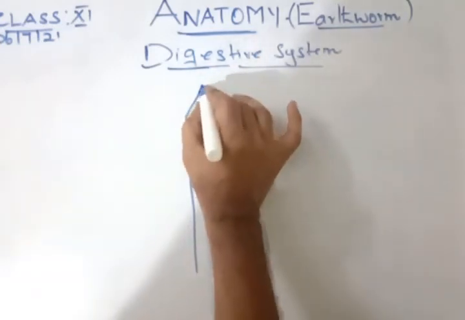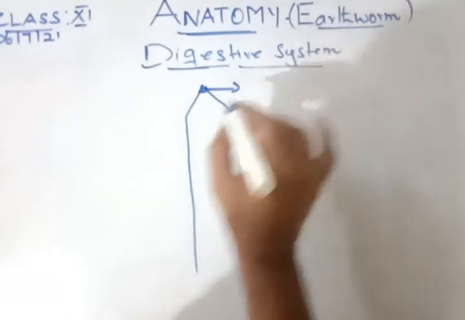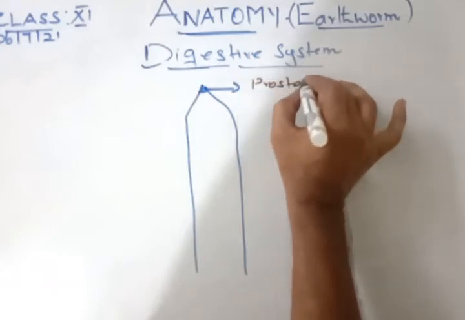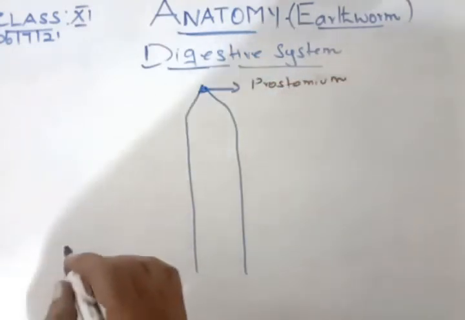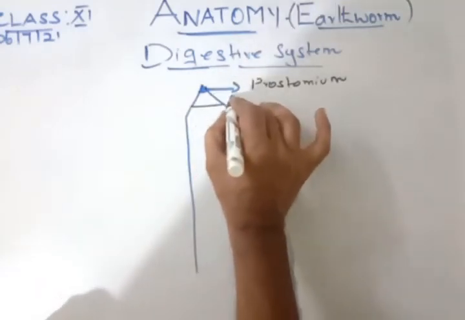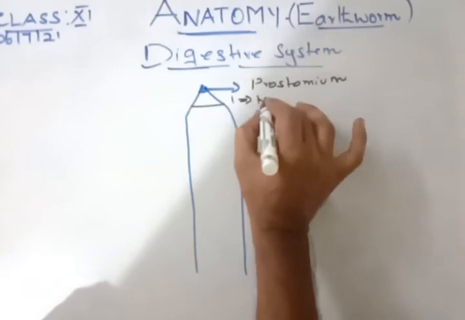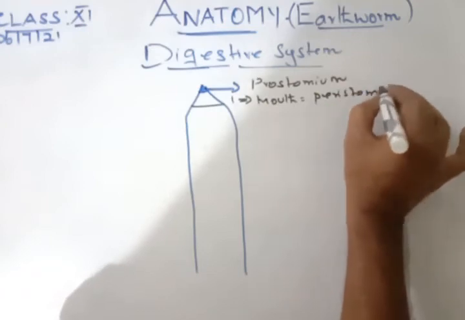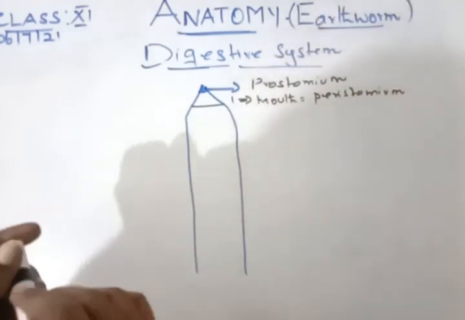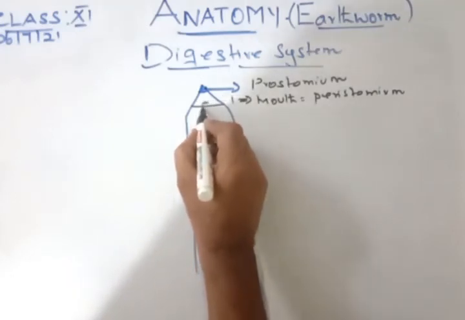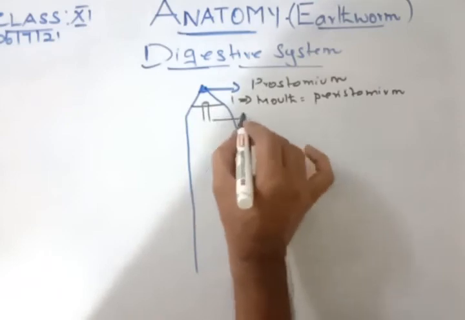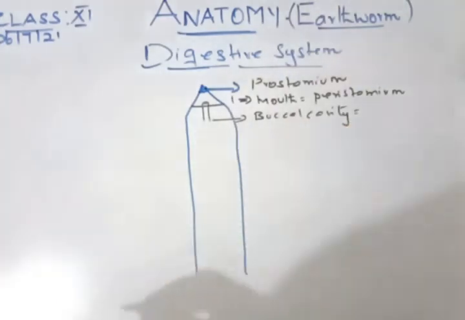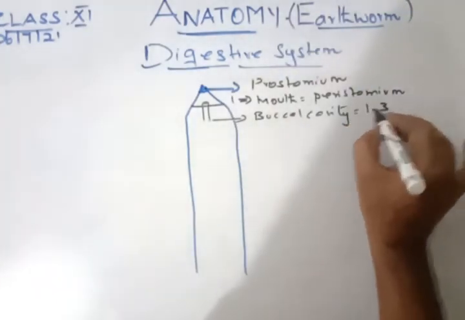So we got a tip, and this is just front of the mouth, and this structure is called prostomium. Okay, and then we got the first segment, and the first segment is having the mouth, and the mouth is called peristomium. And from the mouth we got a structure which is entering inside, and this structure is called the buccal cavity. Okay, and the buccal cavity is from first segment to third segment.